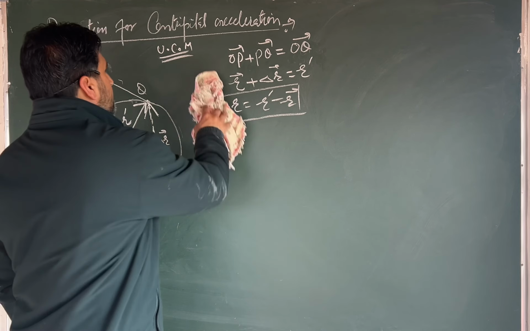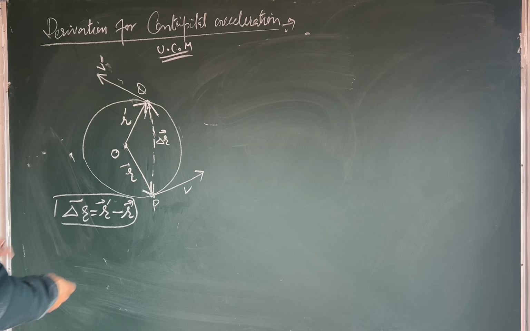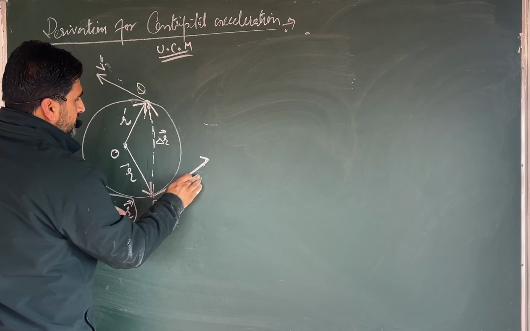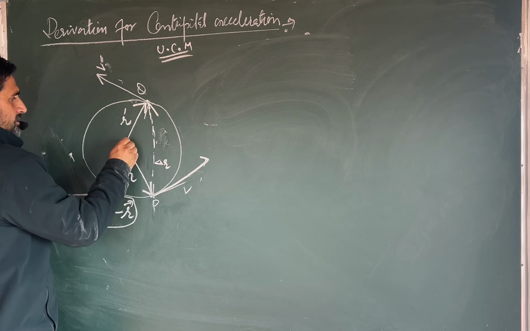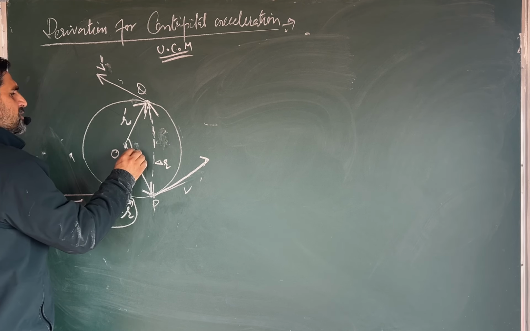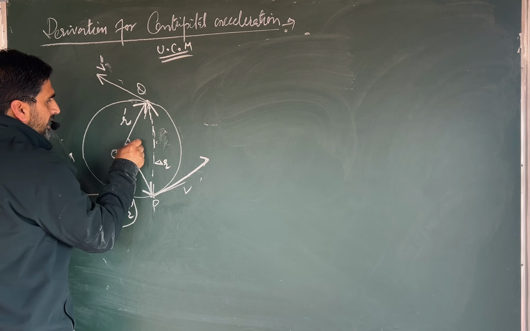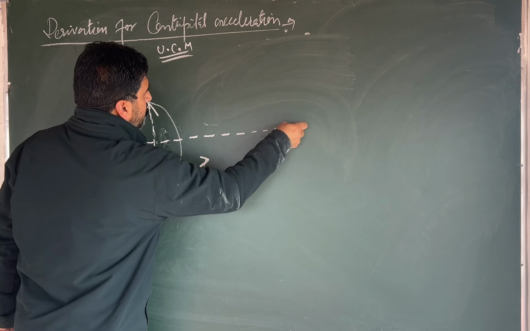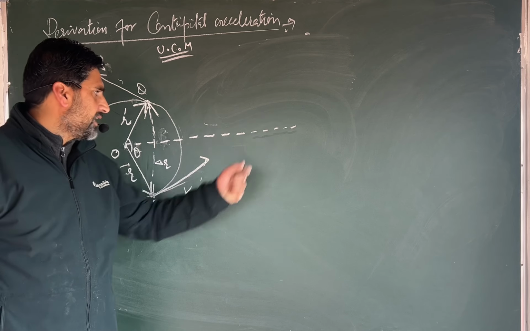Now, similarly, this is a vector. This vector is like this, and this is delta R here. So this is the theta angle. It can be small theta; you can write delta theta also. Let me draw a line like this from the center.